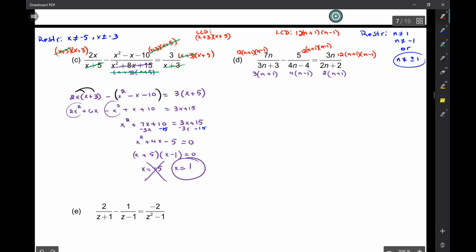Okay. We've got to be careful here. The n plus 1s cancel, and what about the 3 and the 12? I get a 4. So you know what? Now that I can see it, I'm just going to write that part down. So I have 4, n minus 1, 7n, minus, what cancels here? The n minus 1s, and the 4 and the 12 become a 3. So I have 5 times 3, n plus 1.